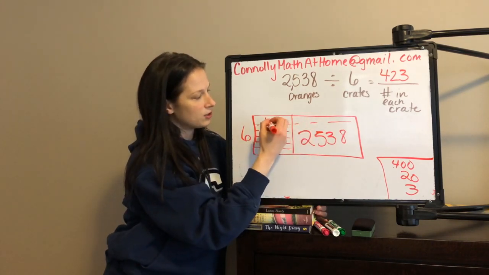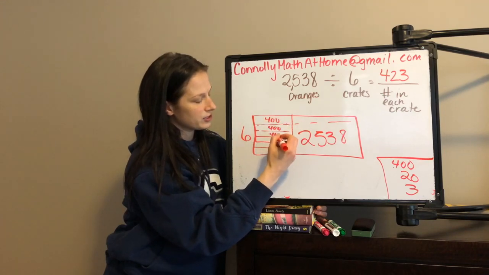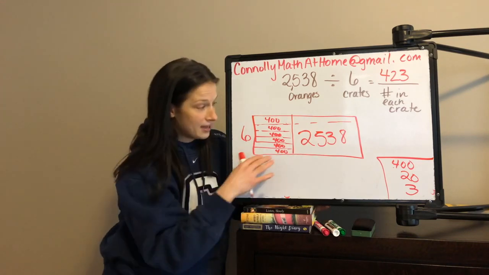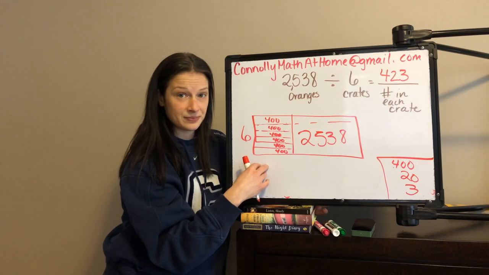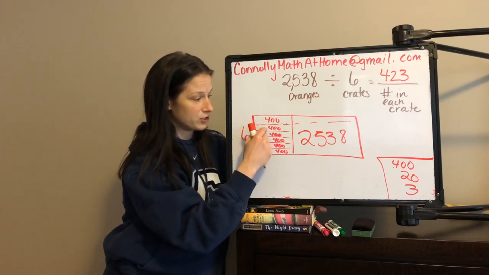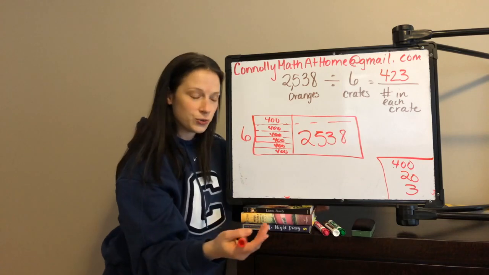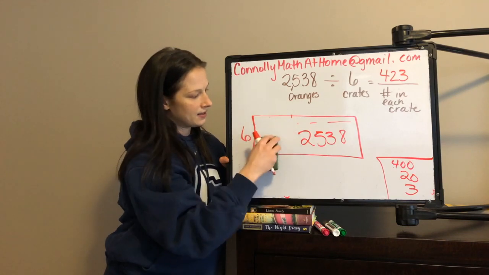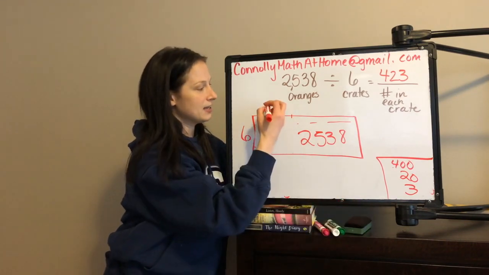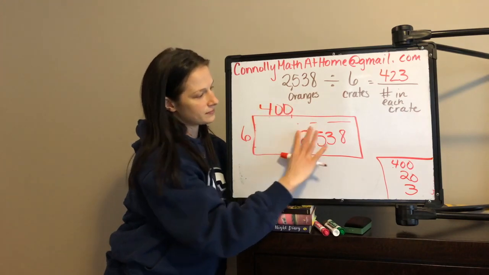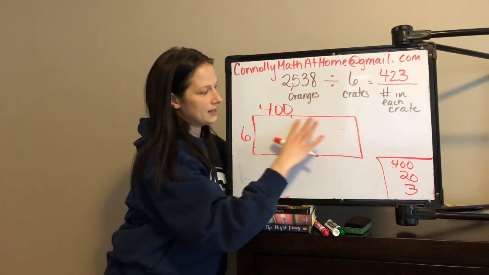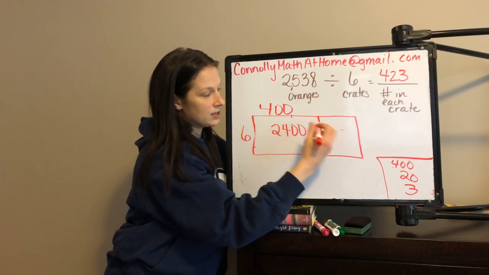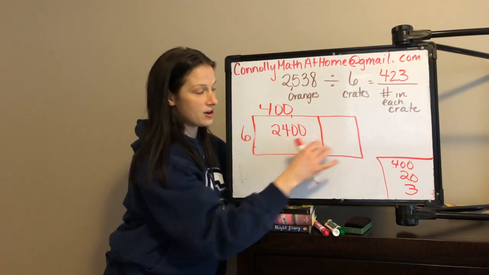I would go all the way across. You're going to put 400 here, 400 here, 400 here, 400 here, 400, 400. You're going to put all of that inside here. Do you see how I'm taking 6 crates, 400 in each? What I can do in the area model is, instead of doing 400, 400, 400, 400, I can say 6 groups of 400, which is 2,400 oranges.